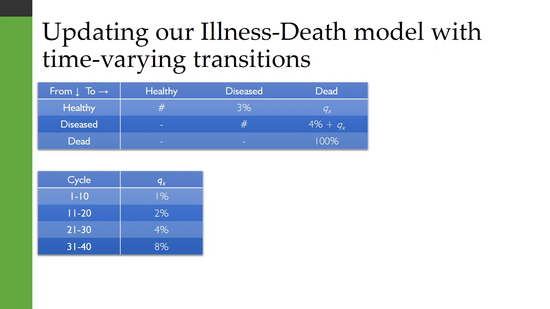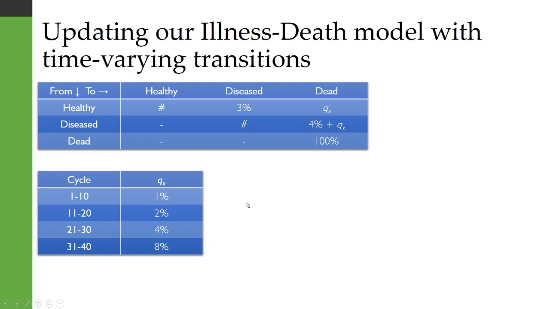We're going to update our illness-death model from the previous lesson with time-varying transitions, specifically for general mortality. So here you'll see we have our updated transition probability matrix, and we now have this QX quantity here, which is the probability of entering the dead state in each cycle from the healthy state. It's also in the diseased state, we have 4% plus whatever QX is. So you're always more likely to die if you're in the diseased state versus in the healthy state.